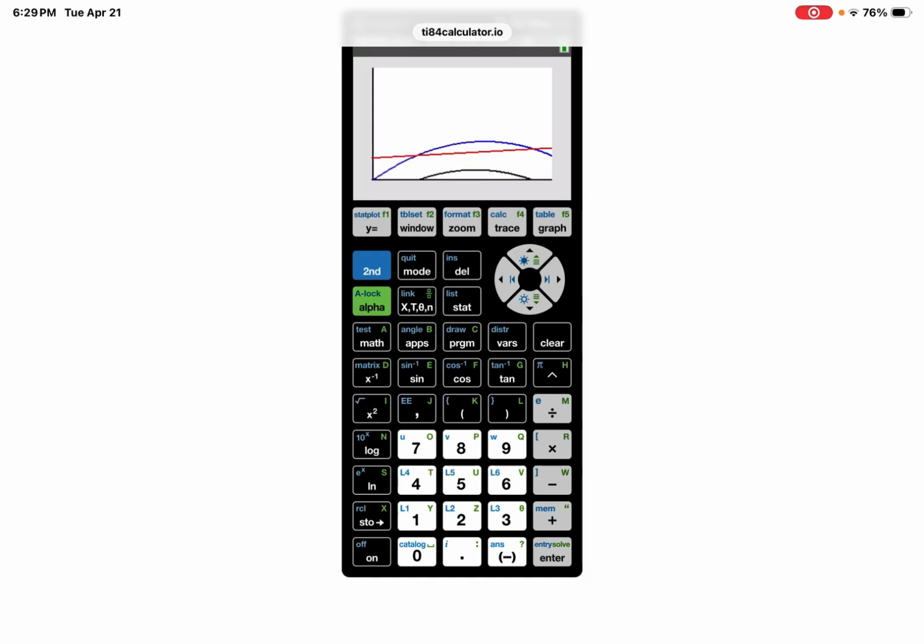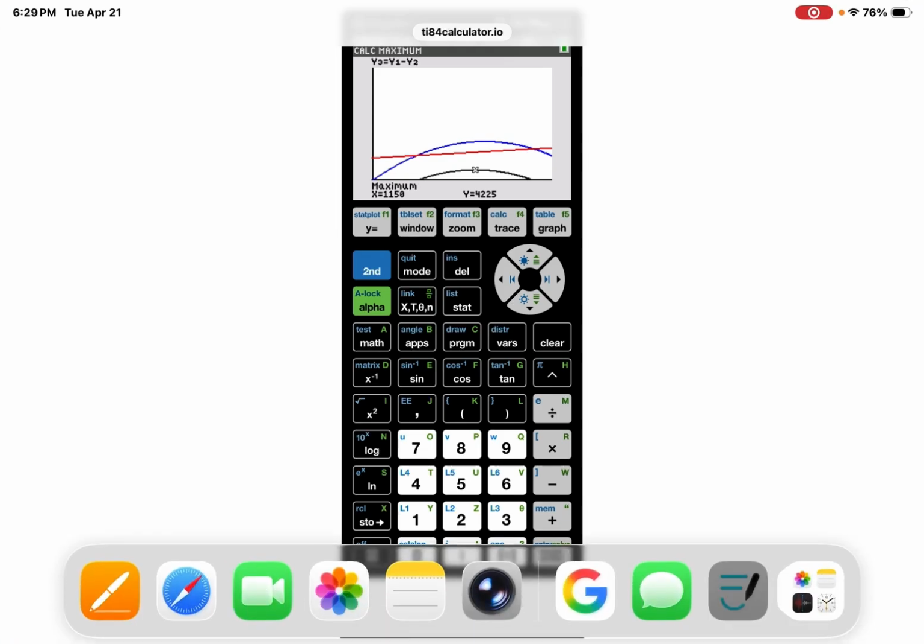And I'm going to find the maximum of that profit. So second trace, maximum. I'm going to hit down, down. I'm on the left side. I'll hit enter. I'll move it over to the right side and hit enter and guess. And I get 1,150, 4,225. So I'll go back and write that in.